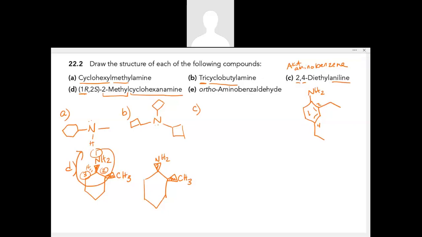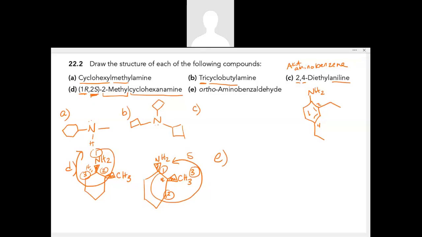Now let's go look at carbon 2 here with that methyl substituent. So priority-wise, this way would be 1. Down here is going to be 2. Our methyl is going to be 3. So now we have 1, 2, 3 in the S direction. So that's why we know that both of these substituents, the amino and the methyl, are going to be on wedges instead of dashes.